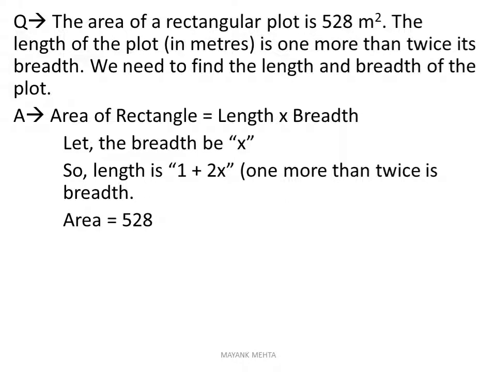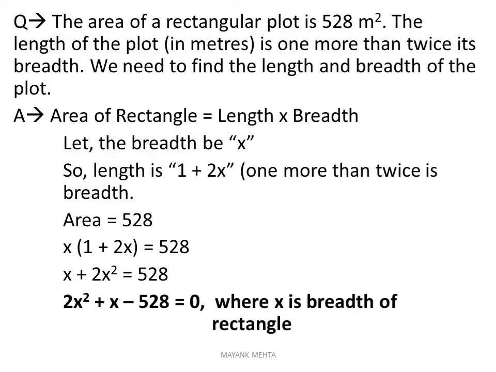Now the area is given as 528. That means x into 1 plus 2x, that means length into breadth, is equal to 528. If you simplify this, then x plus 2x square is equal to 528. If you take 528 on the left hand side, you will get this kind of quadratic equation. You need to write where x is the breadth of the rectangle.